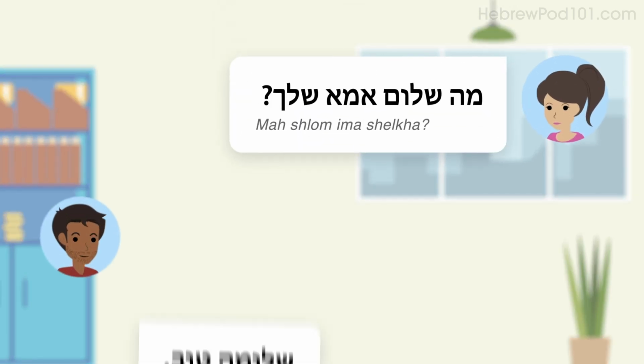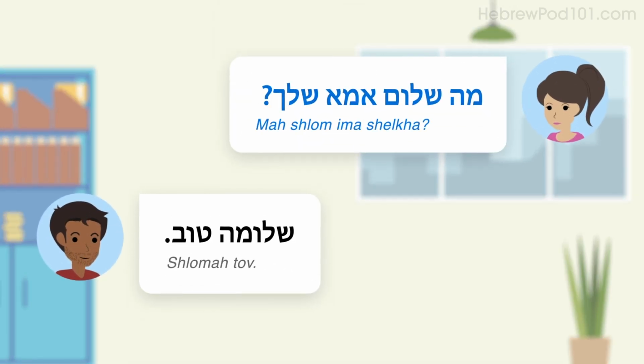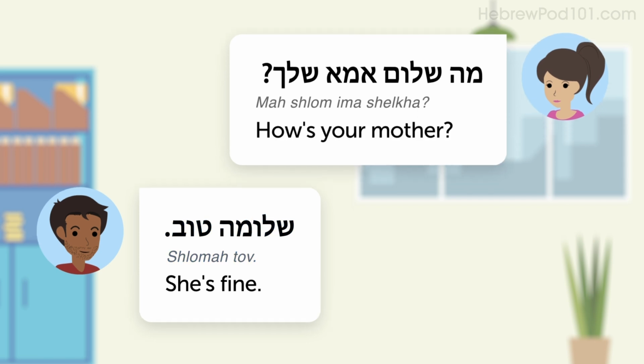Listen to the dialogue. מה שלום אמא שלך? שלומה טוב. Once more with the English translation. מה שלום אמא שלך? How's your mother? שלומה טוב. She's fine.